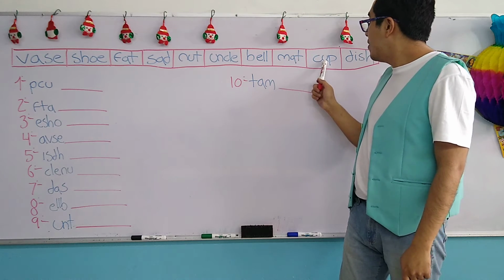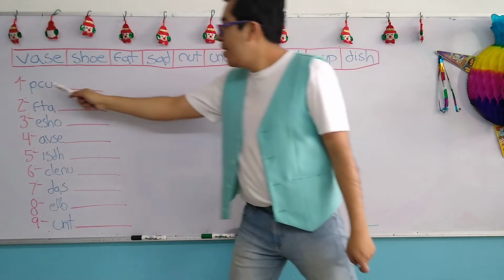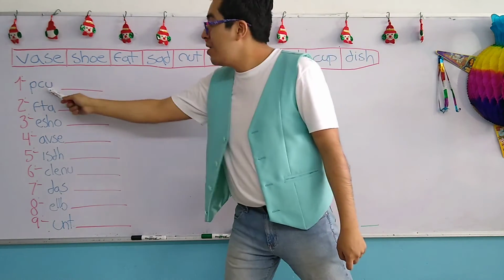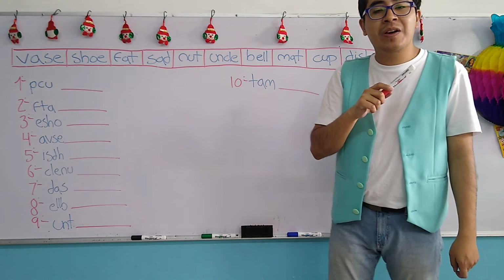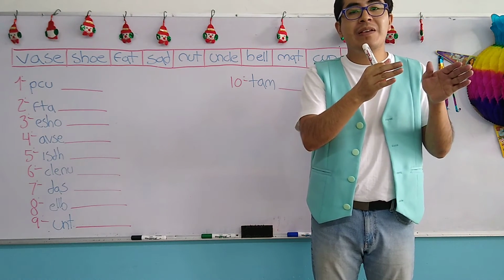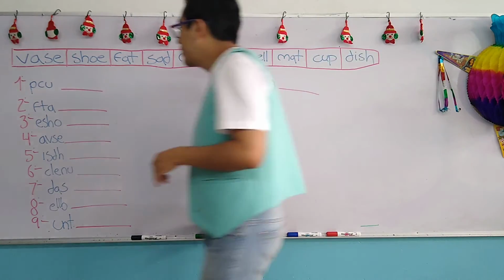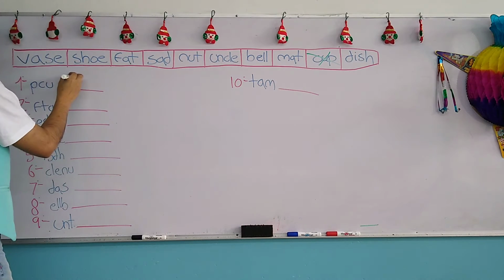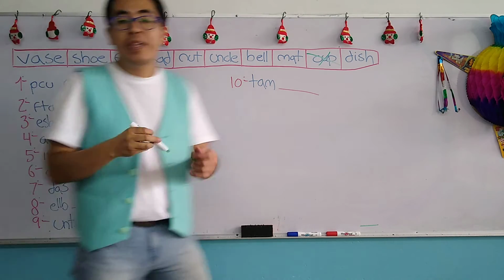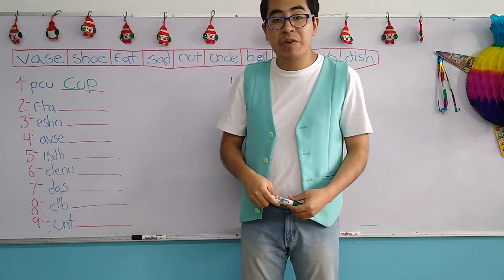Here we have 3 letters, and we have a letter C, a letter U, and a letter P. So the correct word is cup. Remember what is a cup? Cup is like a glass, okay? Very good. So we put a check next to it because we found it. This is the correct word, the word in order. We have cup, okay? Let's continue with the number 2.